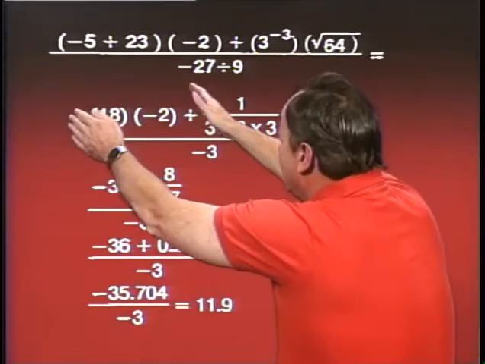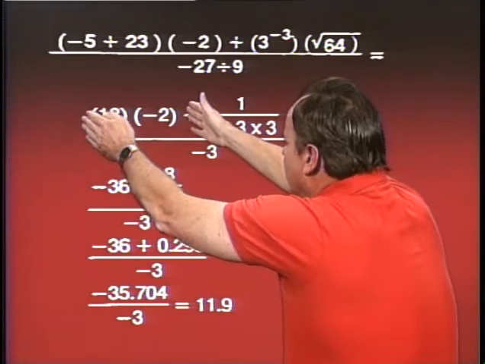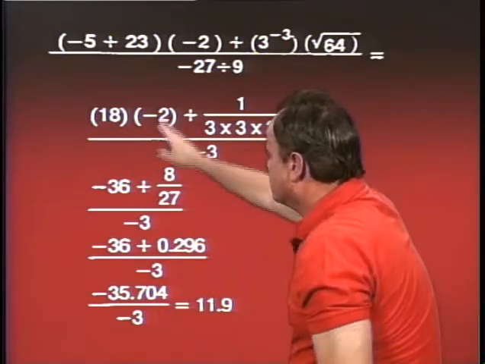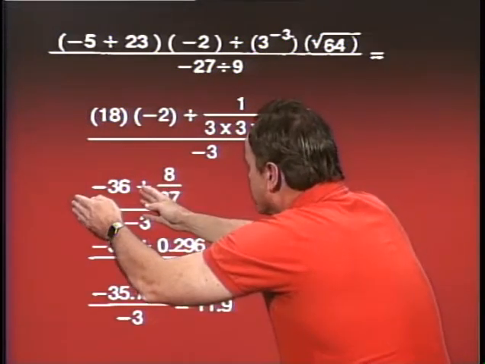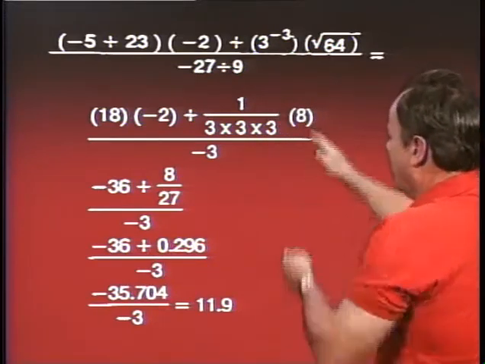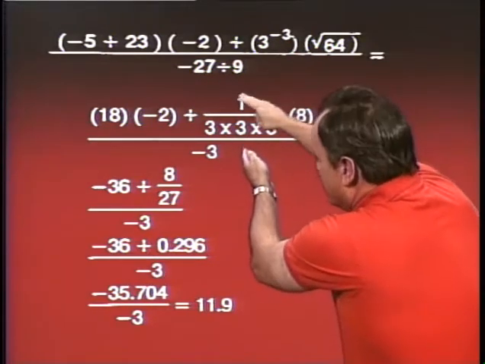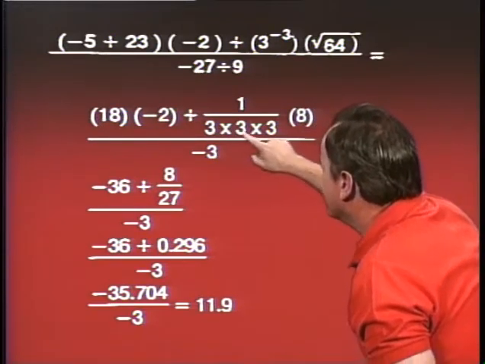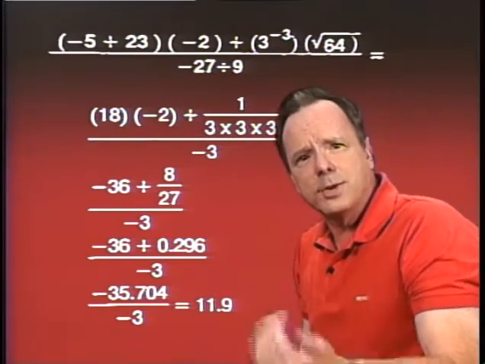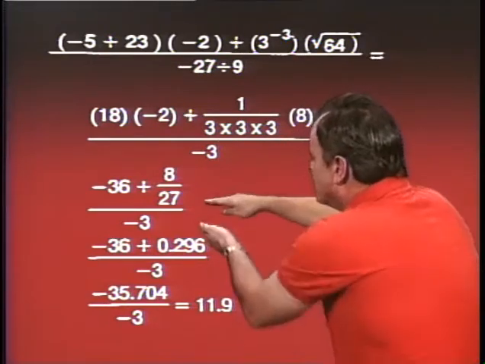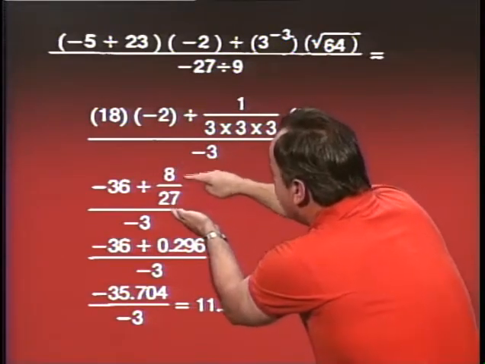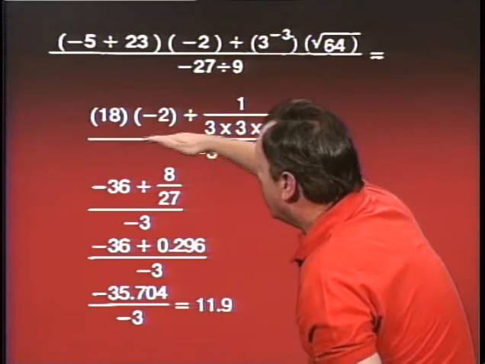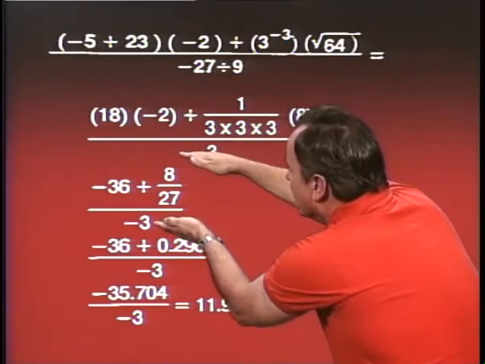Let's take it down another level. Now we have 18 times minus 2. Well, 2 times 18 is 36. Since it's minus 2, it becomes minus 36. And then we have this 8, so we'll put the 8 up here. 8 times 1, so we have an 8. Divided by 3 times 3 times 3. Well, 3 times 3 is 9, times 3 is 27, so that becomes 8 divided by 27, and all of that is divided by minus 3. So here we are there.